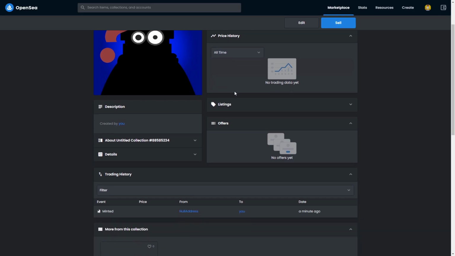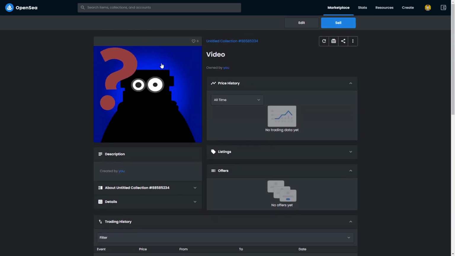To sell it, it's created now. You want to go ahead and hit sell. If it doesn't direct you to this page, which it should, you want to go to your profile up here, and it should be listed right there. If not, it'll take a couple seconds to load, so just be patient, but it should take you right to this, and you can just go immediately over to sell.